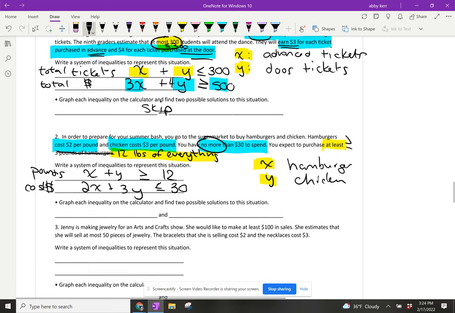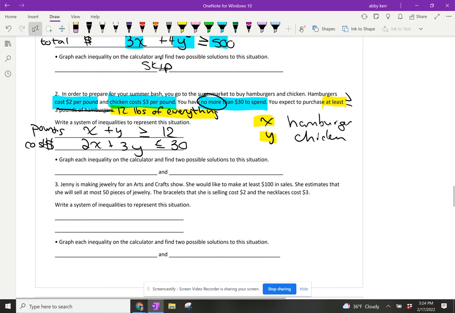Now you're going to try number 3 on your own over break. You can skip these types of questions. All I'm looking for is doing the system of linear inequalities, not the graphing.